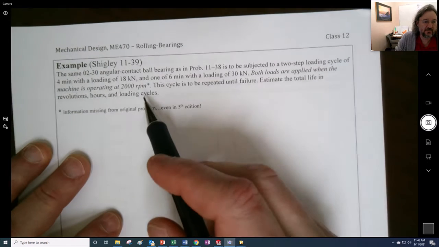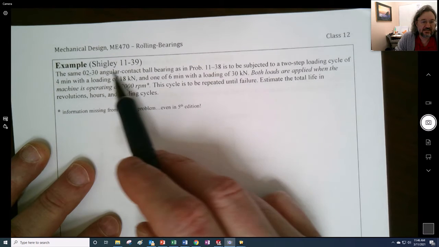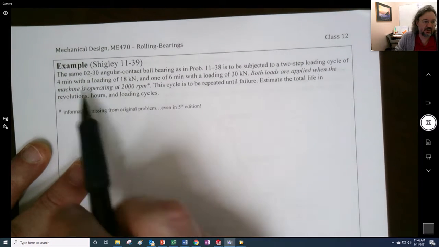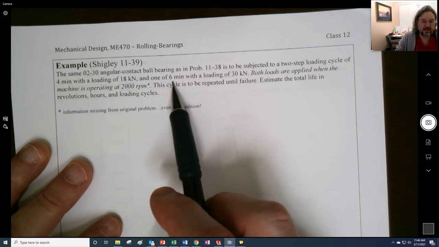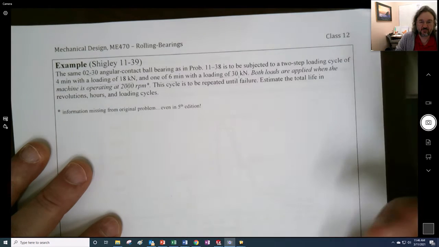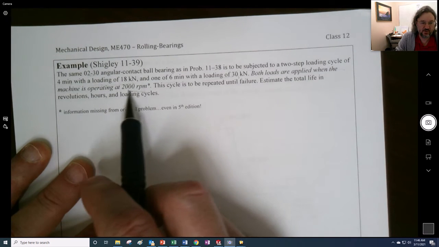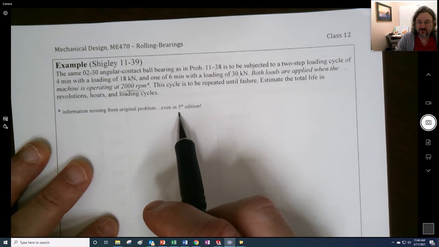There was actually missing information here where we had 2,000 RPM. So we have that same bearing from that problem, to be subjected to two-step loading of 4 minutes with 18 kilonewtons and then 6 minutes with 30 kilonewtons, right? And so it's going to go on, off, and both are applied when the machine is operating at 2,000 RPM. This is something that we needed to know that wasn't even in the 5th edition.